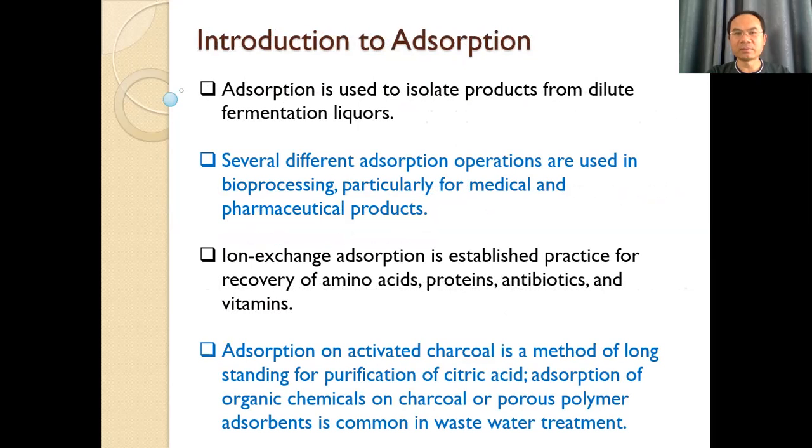In bioprocessing, we apply the adsorption process to isolate the product from the dilute fermentation broth. For example, we use it for amino acids, proteins, and antibiotics. These are examples of biomolecules. We can also use ion exchange adsorption for vitamins. Mostly we apply it for medical and pharmaceutical products, and also food products.